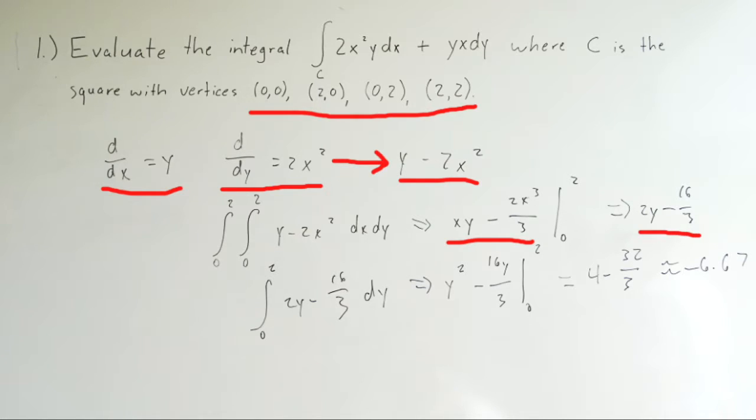And then you take the integral with respect to y from 0 to 2 again, so you get y squared minus 16y over 3 from 0 to 2. And then you get 4 minus 32 over 3, and your final answer is negative 6.67.